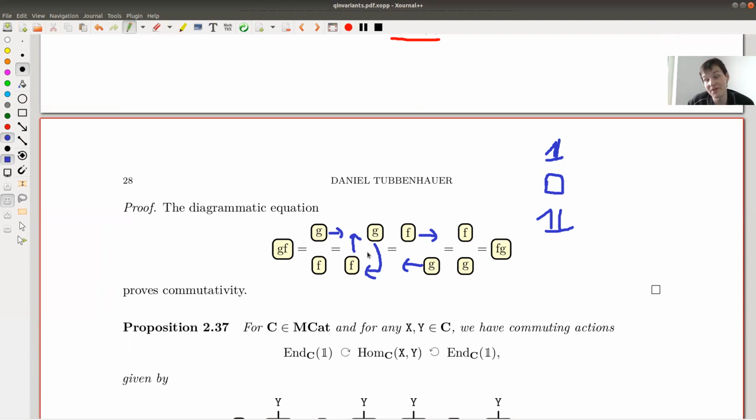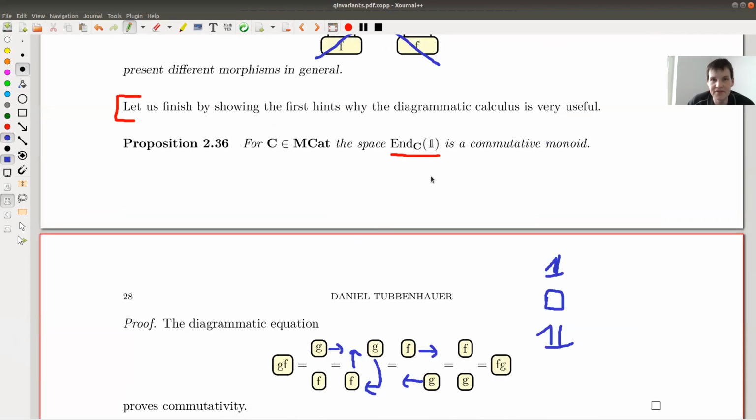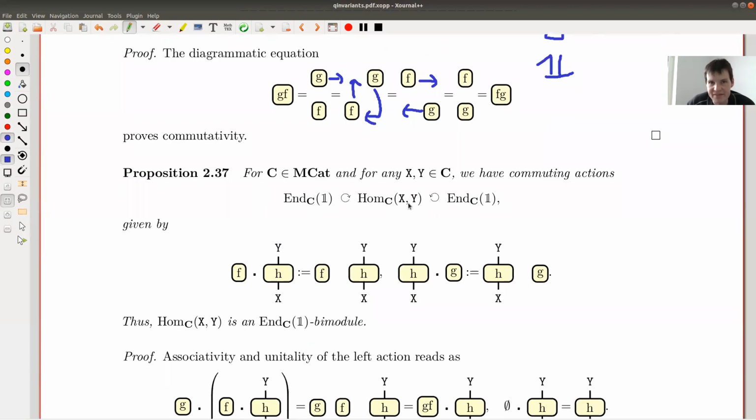If you know everything about diagrammatics, and if you believe in diagrammatics, and please believe in diagrammatics, because this is my whole point of doing those lectures. We like to have diagrammatics. And you can prove other things, like you have commutative actions from the left and from the right. So this is not just a commutative monoid, but it also acts on Hom spaces. And what you do is you just put it to the left or you put it to the right.